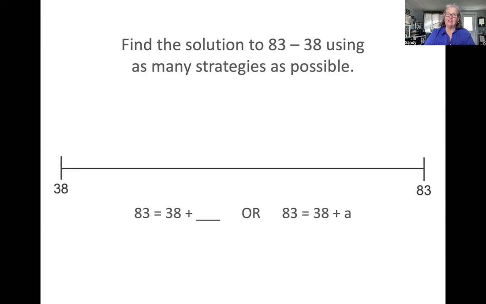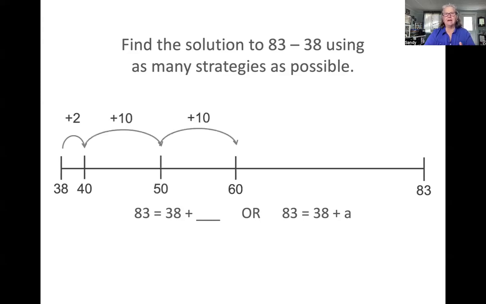And again, there are videos available to talk about open number lines, as if this is something new to you. But if I'm looking at how many more than 38 is 83, I could make a jump to 40 of 2, and then I could jump by tens until I get up to 80 and then do that jump of 3.